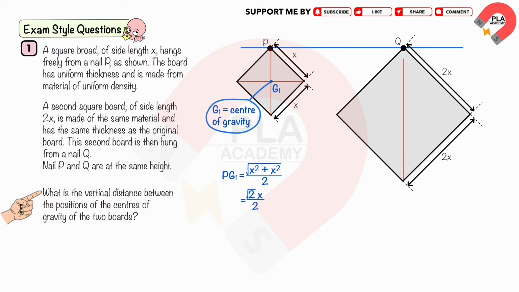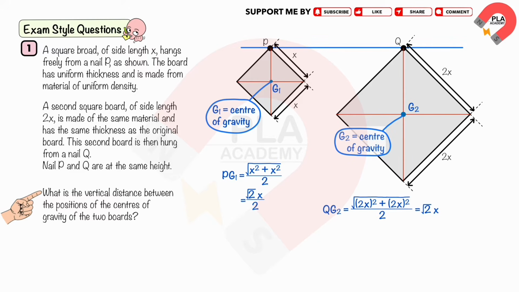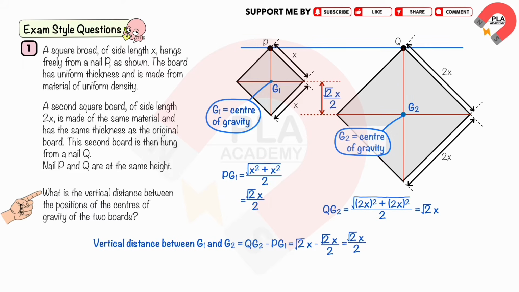The second square plate also has its center of gravity at its midpoint due to its uniform thickness. Therefore, its center of gravity is located here. The distance QG2 is half the length of the diagonal. We can calculate the diagonal using the Pythagorean theorem. So, QG2 is half of the square root of 2x squared plus 2x squared, which simplifies to square root 2 x. Therefore, the vertical distance between G1 and G2 equals QG2 minus PG1, which is square root 2 x over 2.